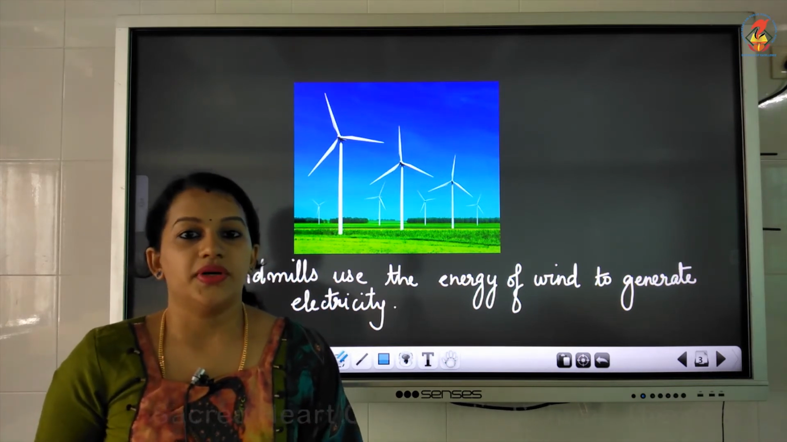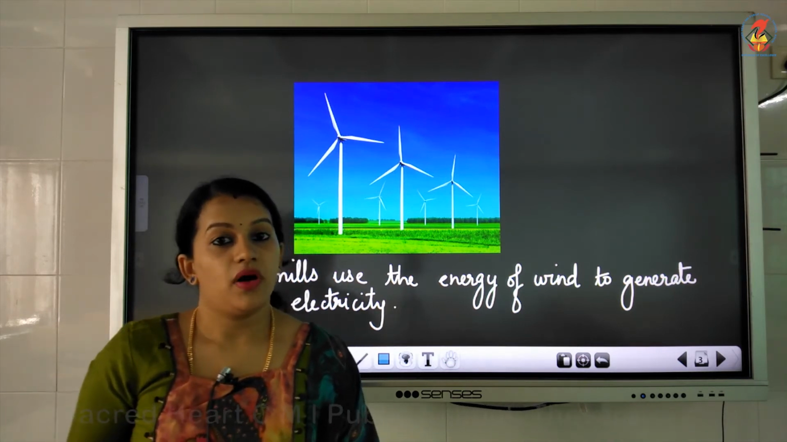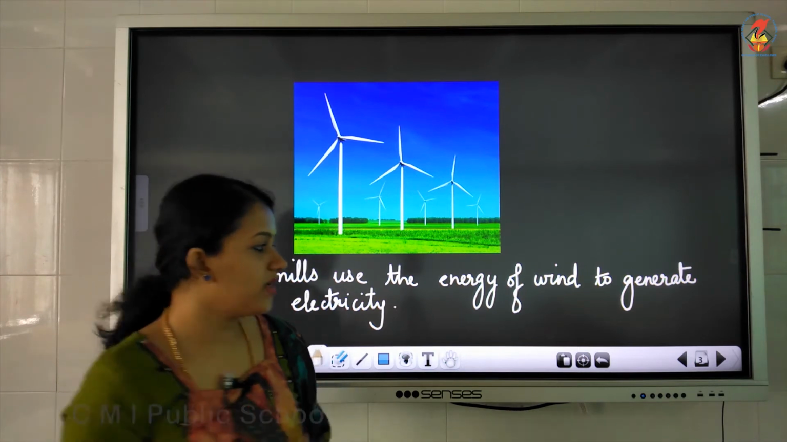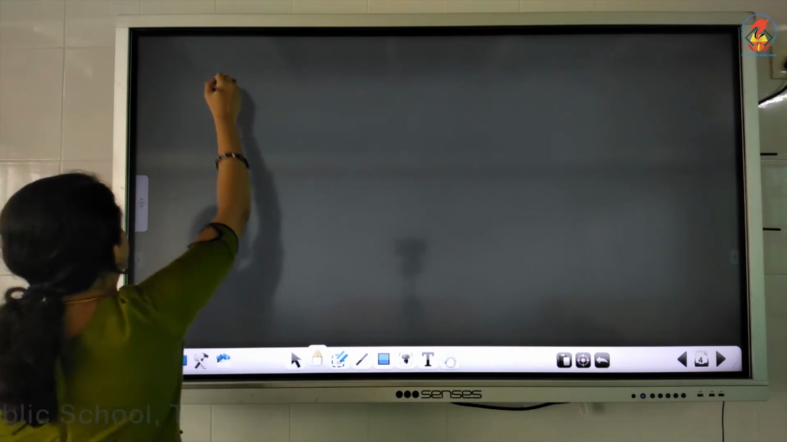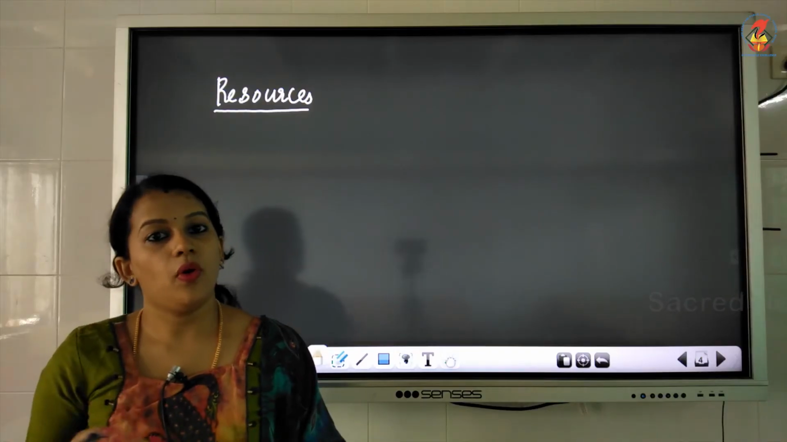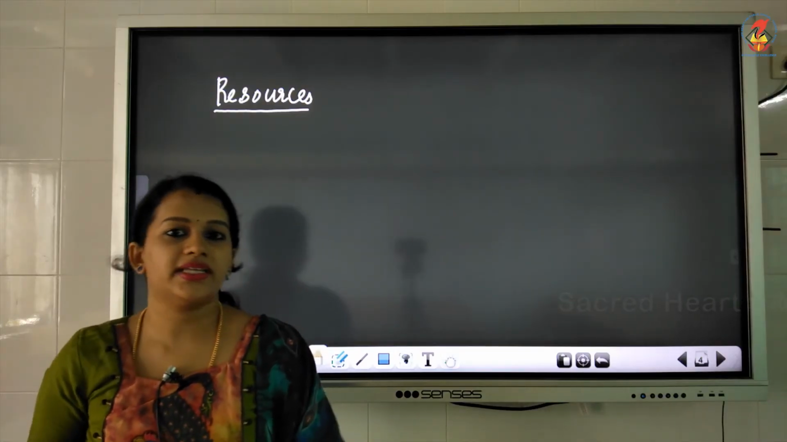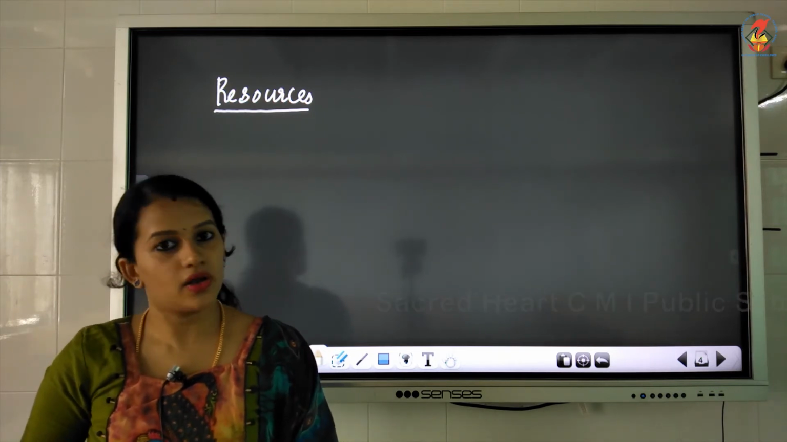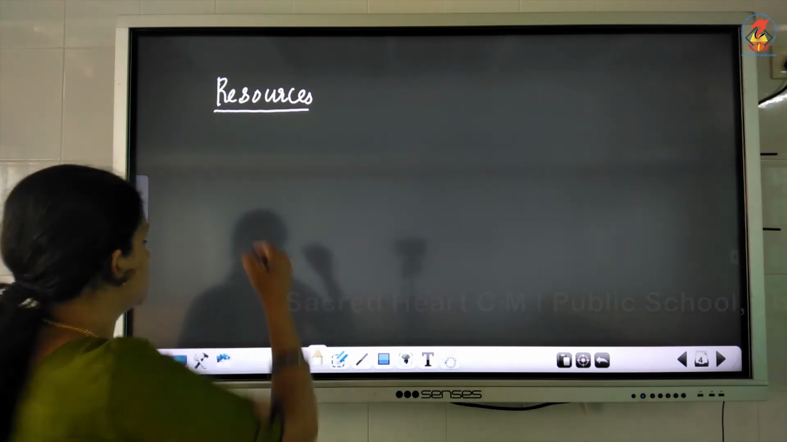So next we are going to learn about resources. What is meant by a resource, or what are resources? All the things or all materials available in our environment that can satisfy our needs are called resources. What is a resource?